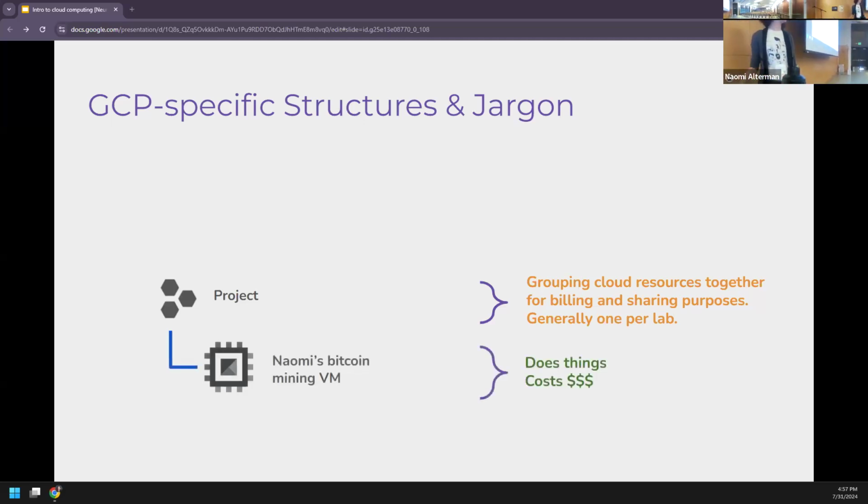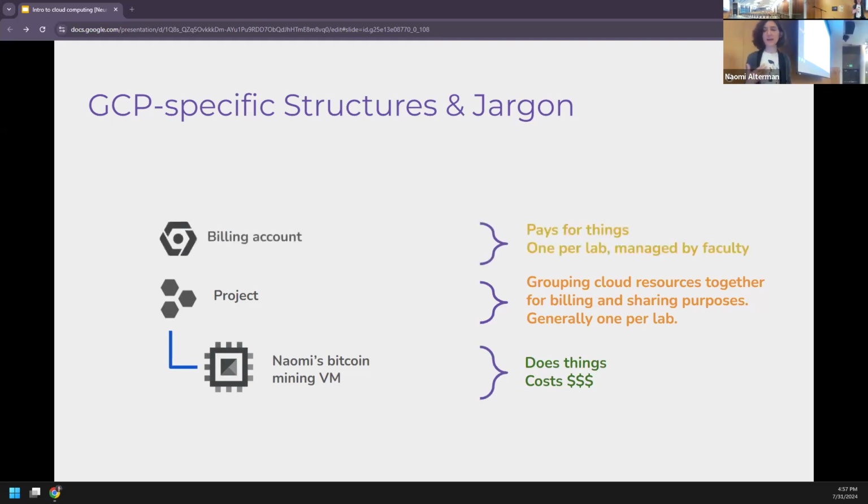Within that, we can create virtual machines. Those virtual machines cost money when they're turned on. And separately from this, we also can have billing accounts, which are separate from projects, but you can connect a project to a billing account if you want to have multiple projects charging the same credit card. This begins revealing the way that these are all designed as hierarchical structures for IT departments to be thinking about.